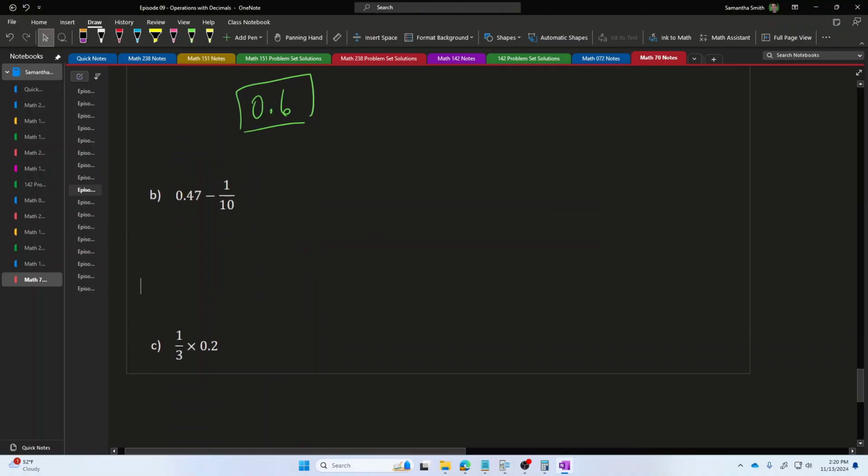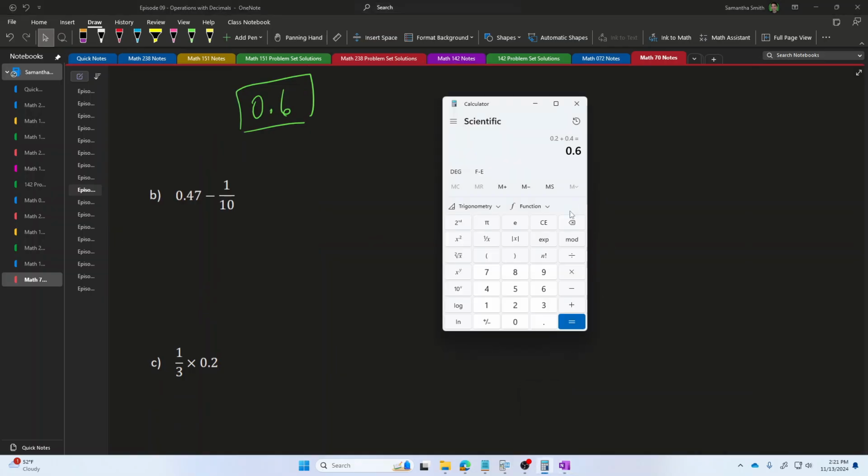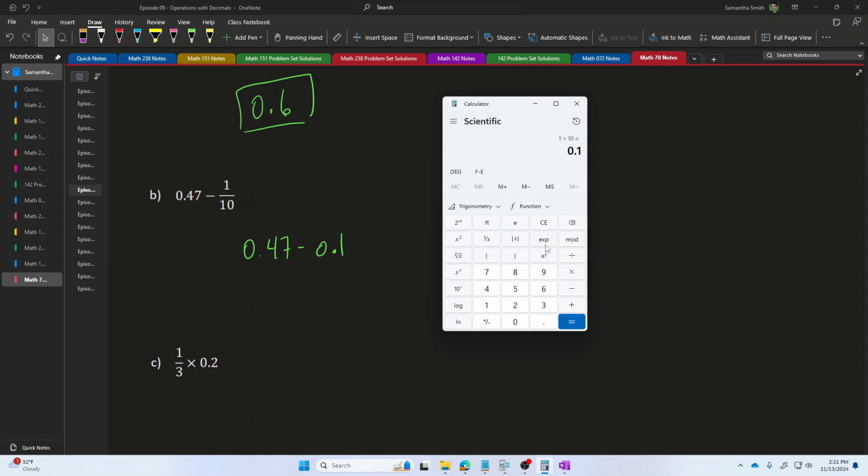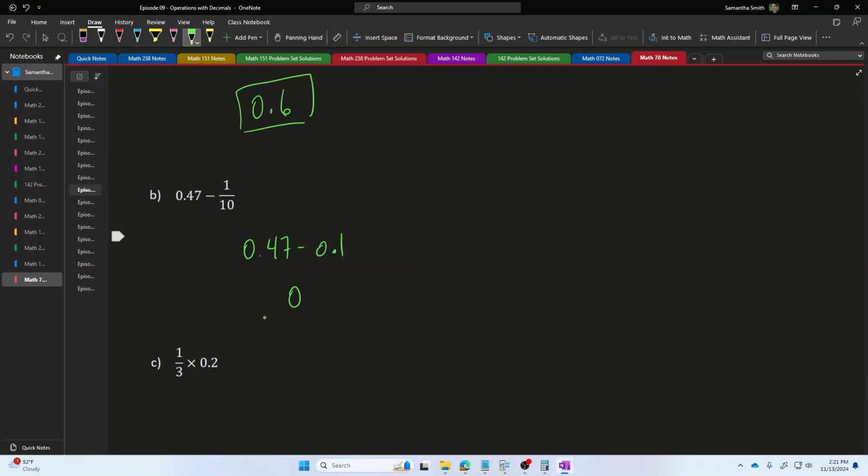Now, what if someone asked, what is 0.47 minus 1/10? Once again, I will just convert 1/10 so it is in the same format as the other decimal number in this problem. So 1/10 is equivalent to 0.1 as a decimal number. Now, if I subtract using the calculator, I get a result of 0.37. So that would be the result of this calculation.